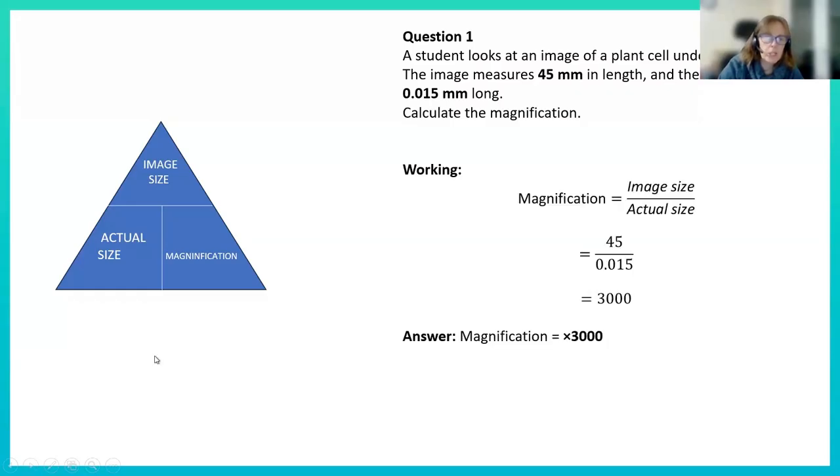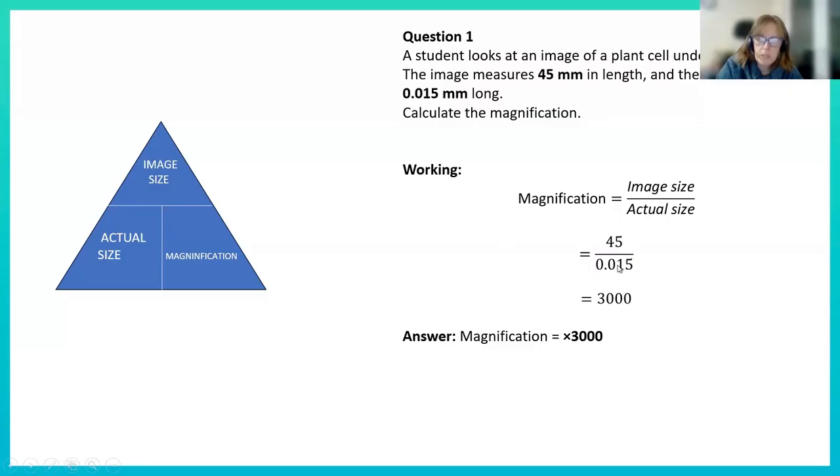So magnification, the thing I'm finding, I cover that up with my hand, and that leaves me with image size over actual size. So that's the equation I'm going to write out. Magnification is image size over actual size. The image size was 45 millimetres, and the actual size was 0.015 millimetres. So just type that into a calculator or do it in my head. And the magnification is times 3000.